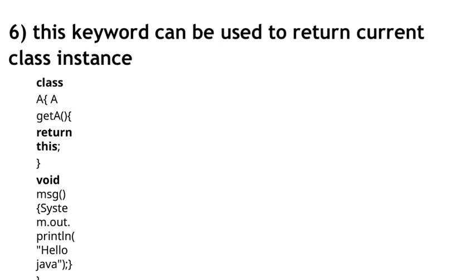The key point here is that using this allows us to return the current object, which can be very useful for method chaining or fluent interfaces. It emphasizes how this helps us work with the current instance, especially when we want to pass the object around or invoke methods on it seamlessly. Connecting this to the broader theme, understanding this is fundamental for writing more flexible and readable object-oriented code. It streamlines method calls and object references, making your code more intuitive and manageable.